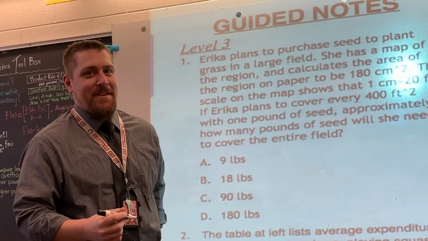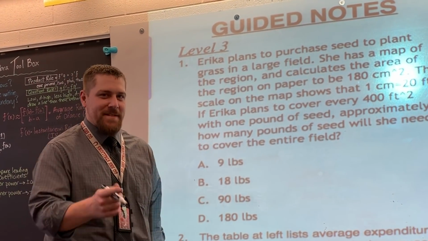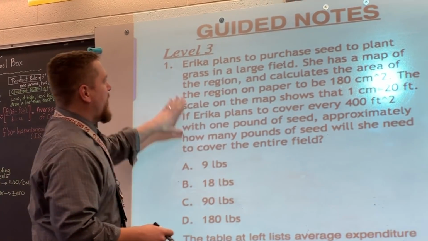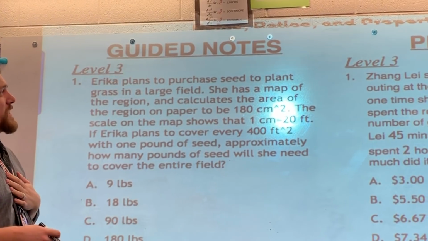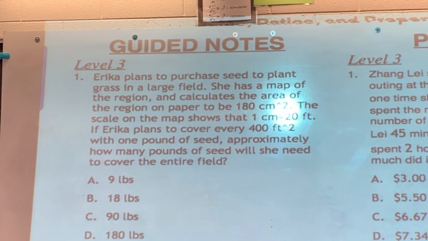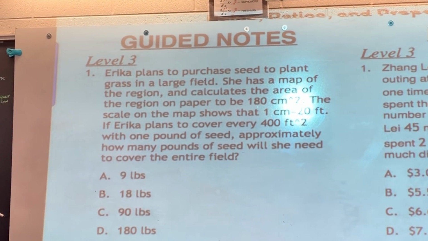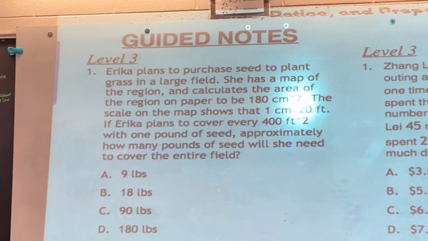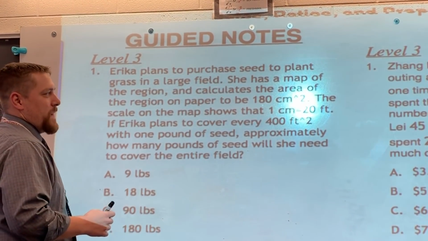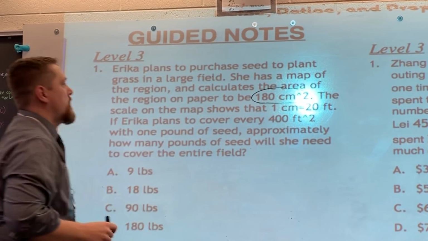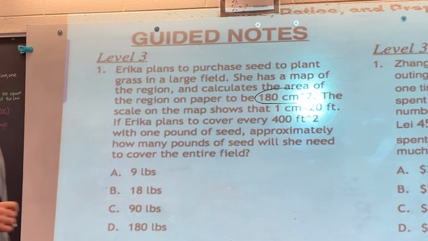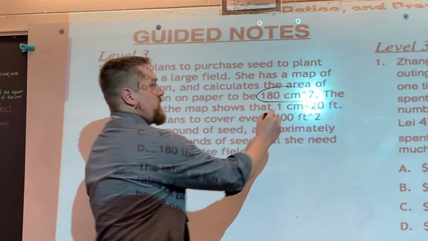Hi, welcome back to level 3. These are a little bit harder, but stick with it and you'll get it. Alright, so we're going to check out the first level 3 problem here. So Erica plans to purchase seed to plant grass in a large field. She has a map of the region and calculates the area of the region on paper to be 180 centimeters squared. The scale on the map shows that 1 centimeter equals 20 feet.